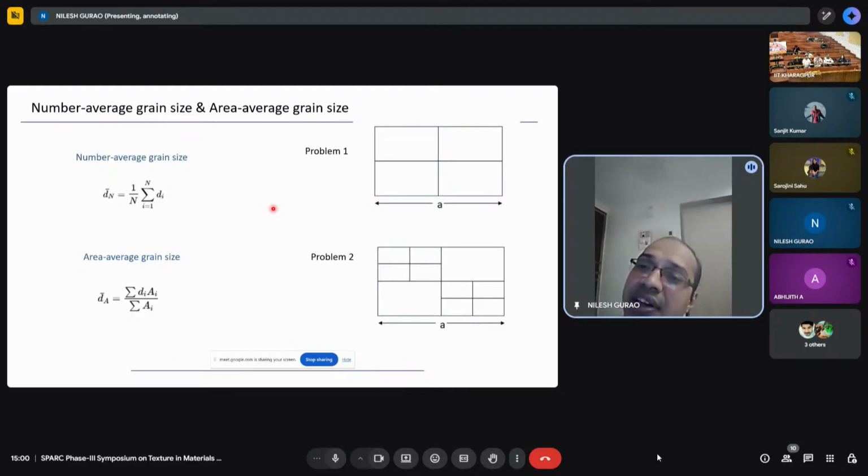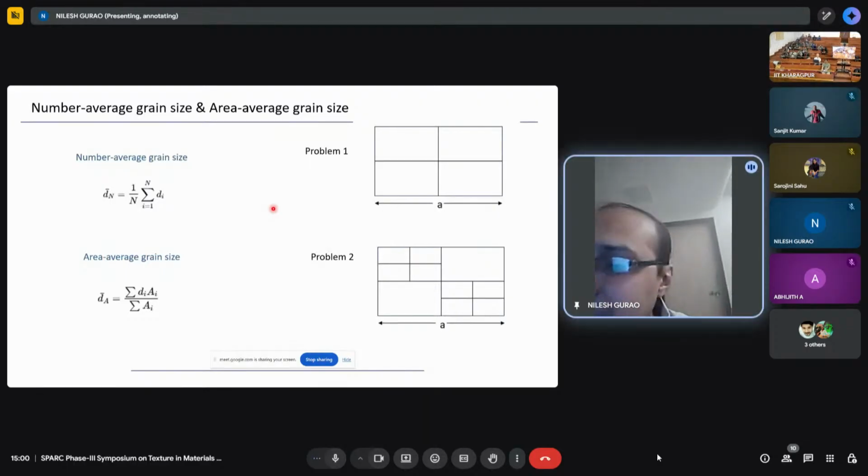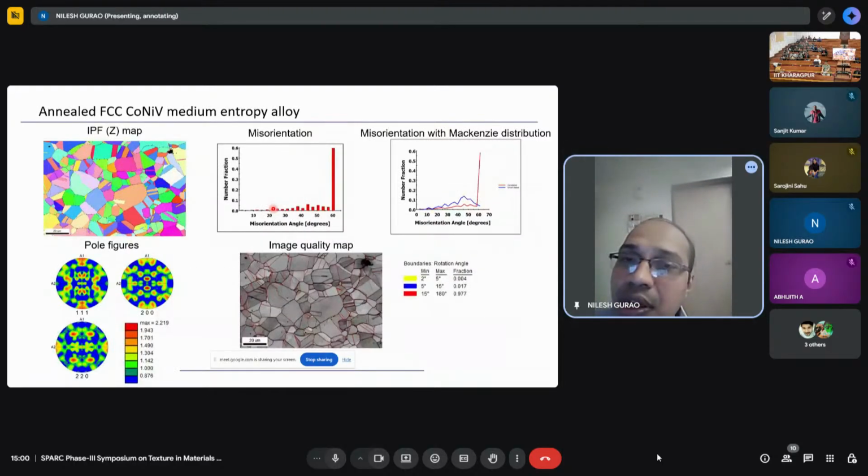Got it? Please write down this formula. You got it? I am also multiplying with the area. Now, let us revisit the problem that I asked you. What is the grain size? And now you tell me what is the grain size. So you tell me for the number average as well as the area average grain size.